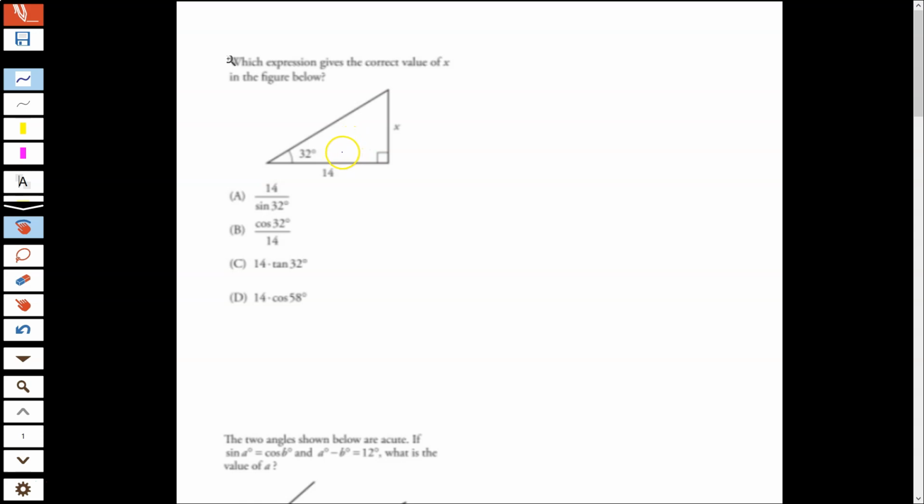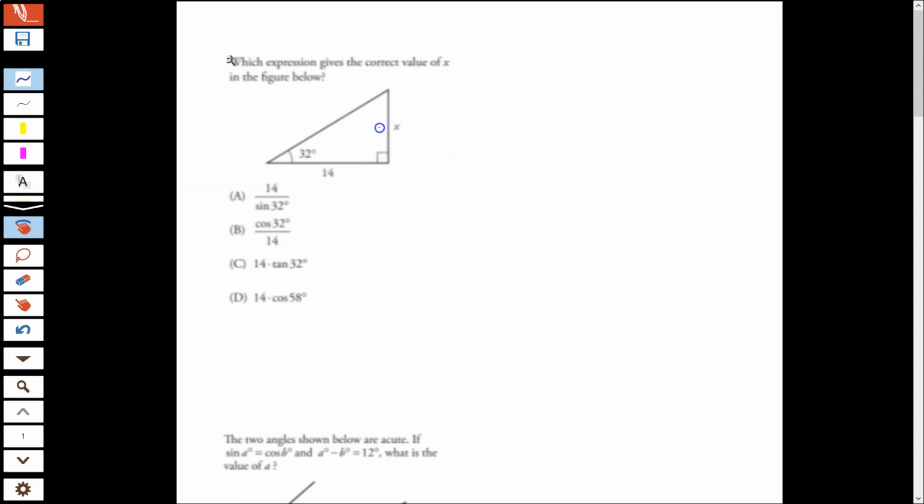First one is not too bad. It is a review of just a basic trig equation. And we are looking for an expression that gives the value of x. So that's a little bit different in that our answers aren't numbers, right? But we know how to do this. So what we want to do is build an equation that relates these three things.